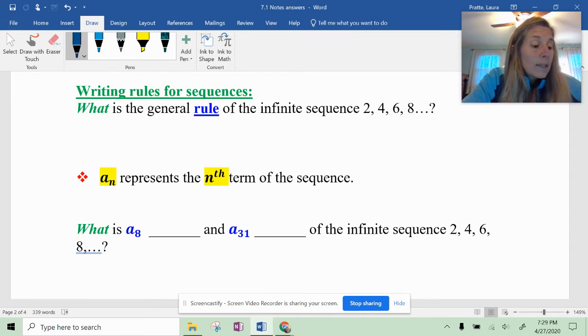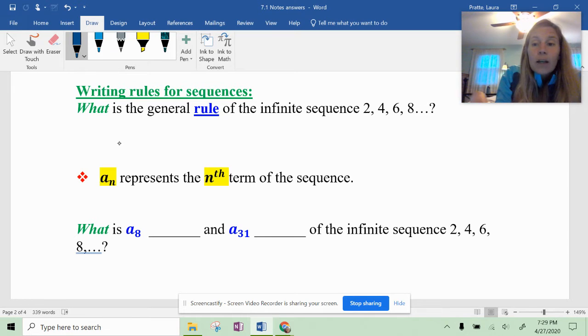So when we're dealing with a linear sequence, and I'll show you how you would know that, it's a little bit easier. When you're dealing with exponential sequences, sometimes there's a little bit of guessing and checking involved for some of them. Tomorrow, the next 2 lessons after this, the next 2 days, will specifically go over arithmetic and geometric sequences, and then there's a specific formula you can use, which is a little bit easier than guessing and checking. Okay, so what is the general rule of the infinite sequence 2, 4, 6, 8, and so on?